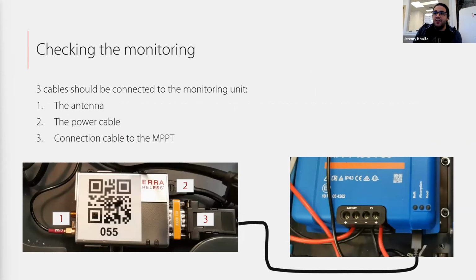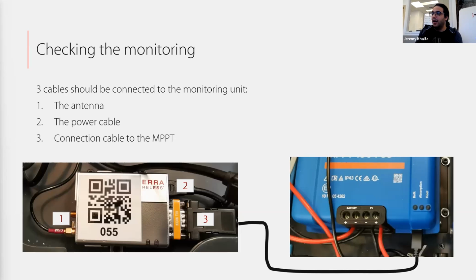The second thing you need to check is the connections on the modem itself. You should have 3 cables that go from the unit. The first one is here on the left, you see it's the antenna. The second one is a power cable, and the third one is a connection cable to the MPPT. Each one of them is important. The first one is, of course, to get network with an antenna. The second one is to get power, and the third one is how the modem reads values from the MPPT. So if it's not connected correctly to the MPPT, we cannot see any data.